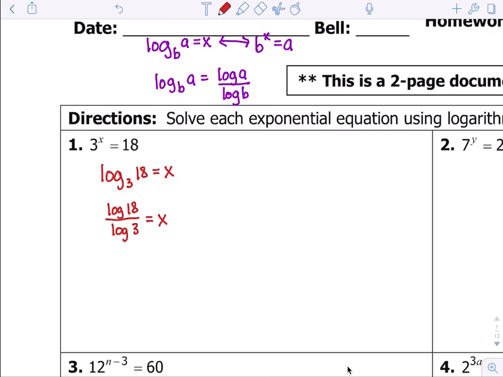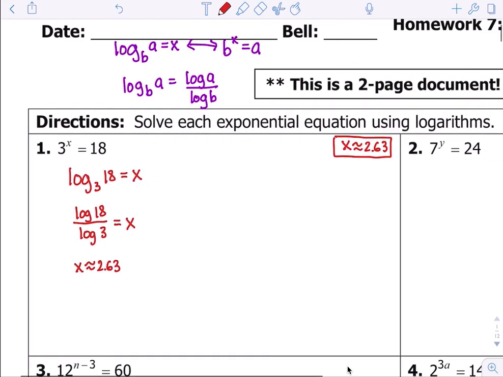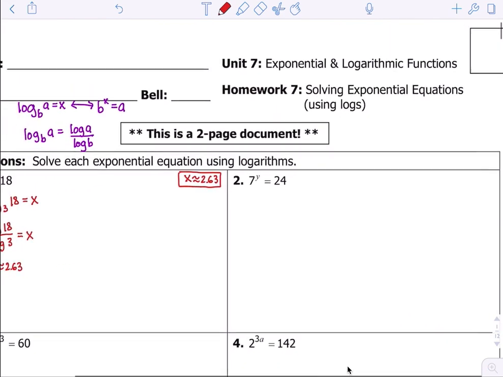Then put that into your calculator, rounding to the nearest hundredth. So log of 18 divided by log of 3, and you're going to get x is roughly around 2.63. I'm going to write it in the corner, and that's what we get for number 1. I'm going to continuously keep dragging these formulas so that you have a frame of reference.